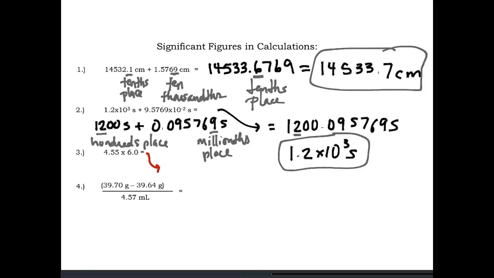Now we have a multiplication problem. 4.55 times 6.0 gives me 27.3. The first number has 3 sig figs. The second number has 2, which means I need to round it to 2, which is a 27. That one shouldn't be too shocking.